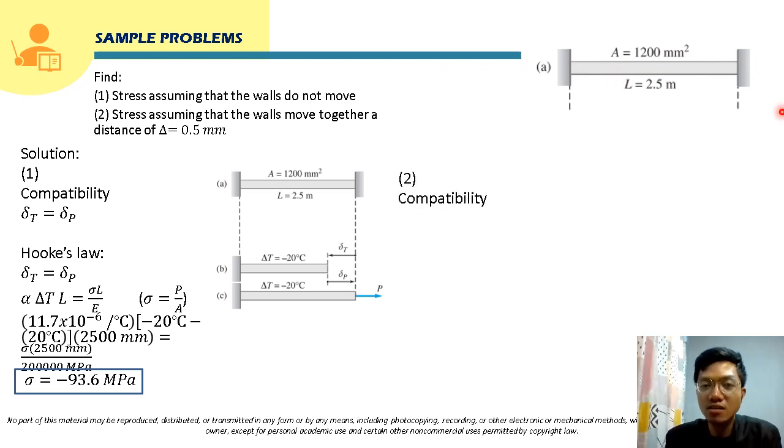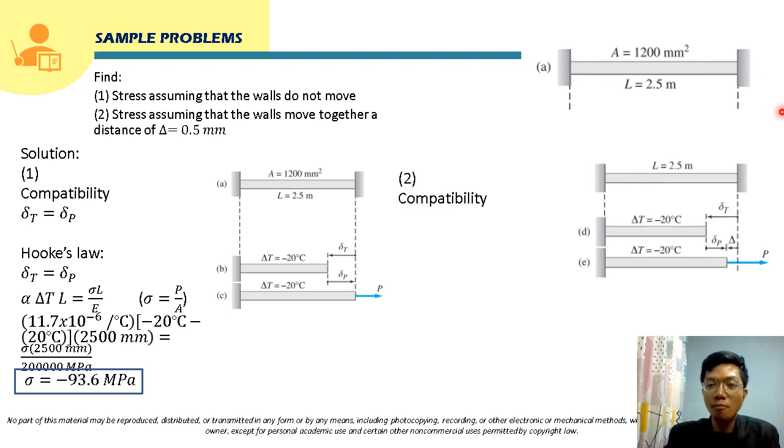Okay, so here, class, we are going to generate the compatibility equation. What will happen here? The wall will move because the member will contract. So the movement or the displacement will be 0.5 millimeter. So that means that the thermal deformation, even if it's fixed at both ends, the contraction caused by the thermal deformation will govern since it will contract.